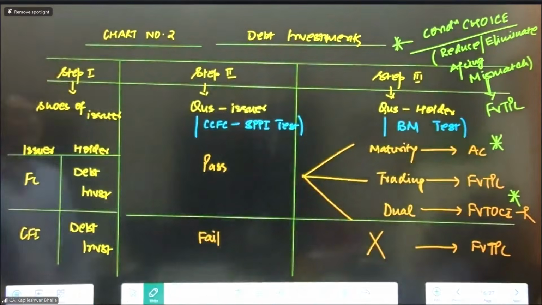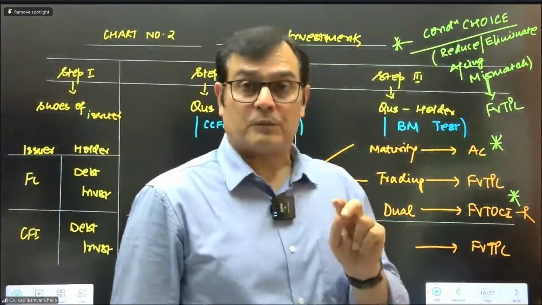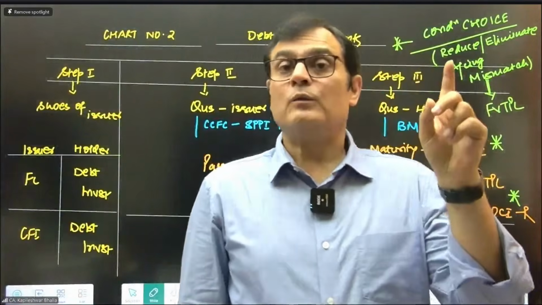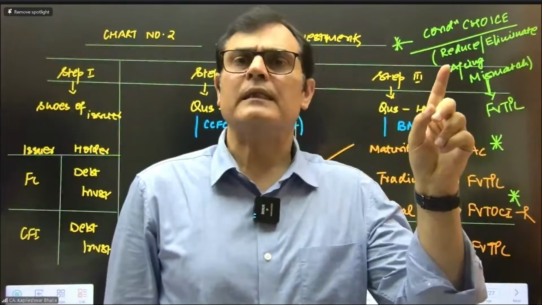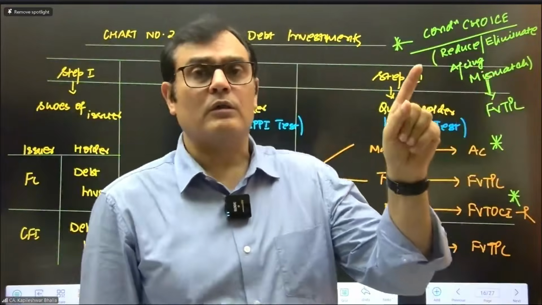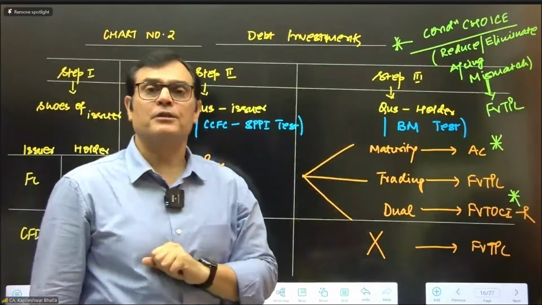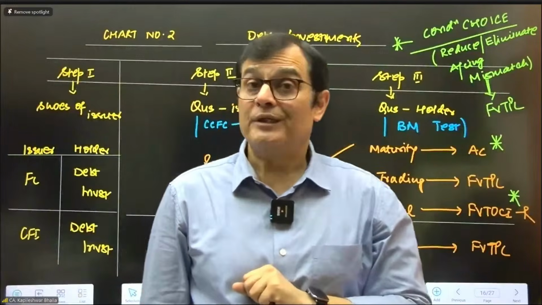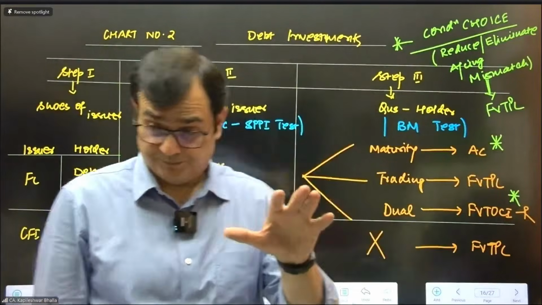So this is chart number 2, telling us the quick treatments of debt investments. If you have invested in a debt investment which is a CFI for the issuer, it is FVTPL. If it is a financial liability for the issuer, it all depends upon your business model, that is, the intention in terms of trading, maturity or mixed objective. That is chart number 2.